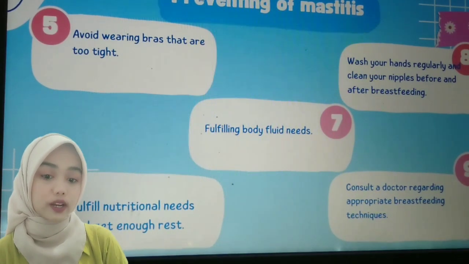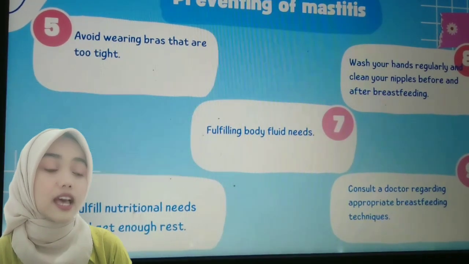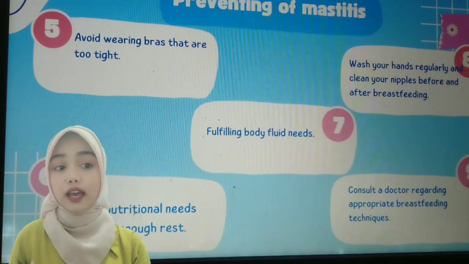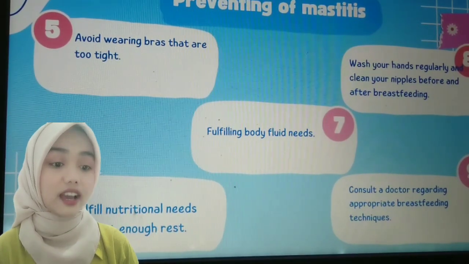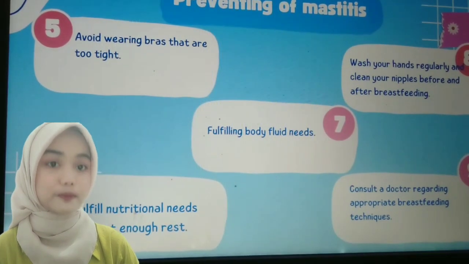Sixth, fulfill nutritional needs and get enough rest. 7th, fulfilling body fluid needs. 8th, wash your hands regularly and clean your nipples before and after breastfeeding. And 9th, consult a doctor regarding appropriate breastfeeding technique.